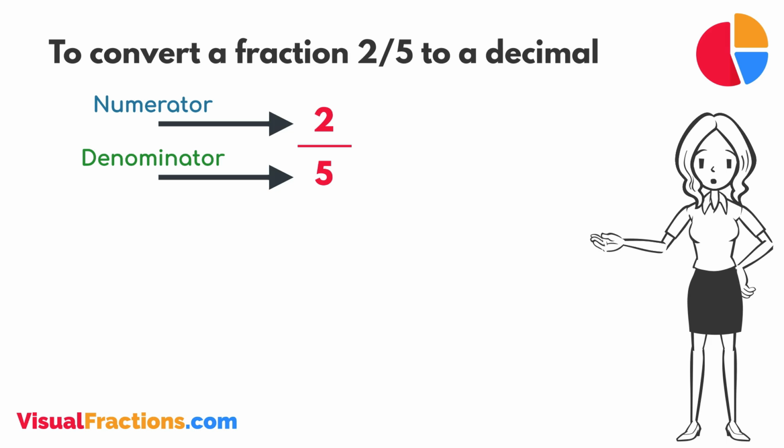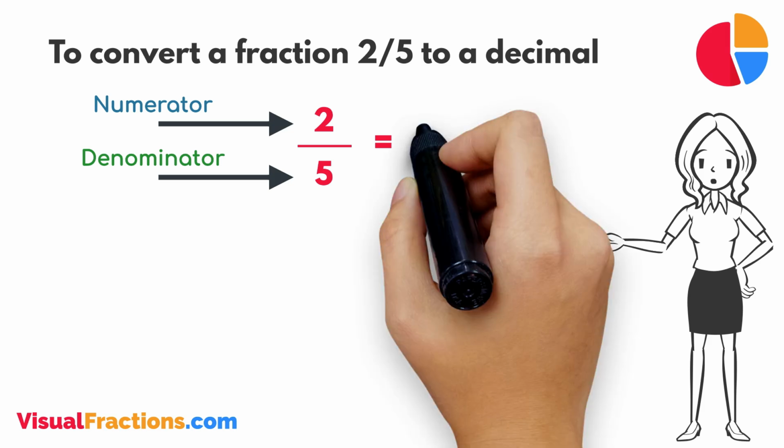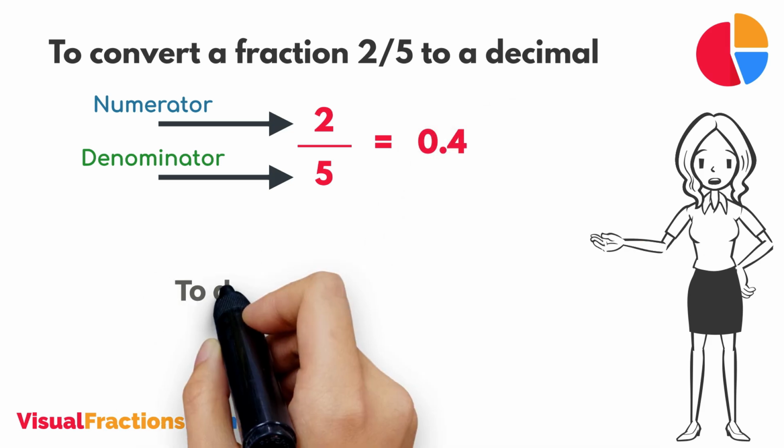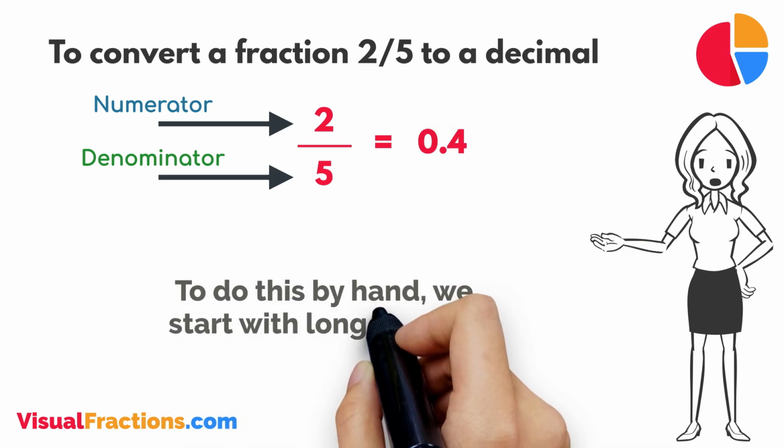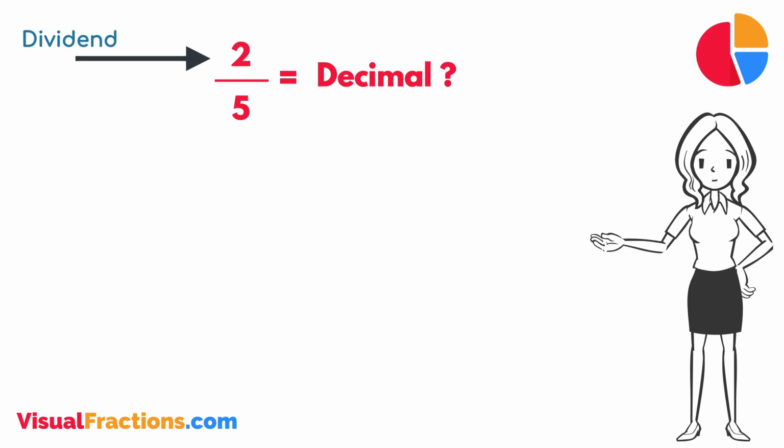In this case, we want to convert 2/5 to a decimal. So, we simply divide 2 by 5. The answer is 0.4. To do this by hand, we start with long division. We write 2 as the dividend and 5 as the divisor.